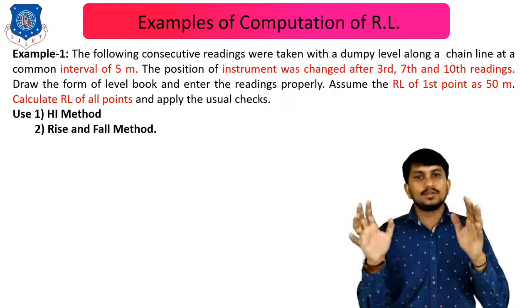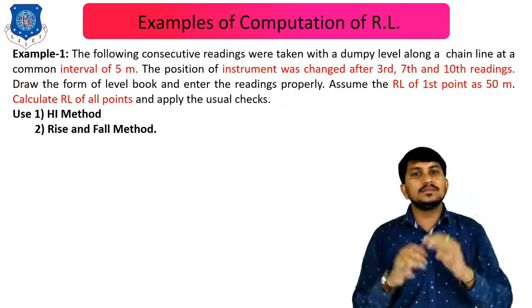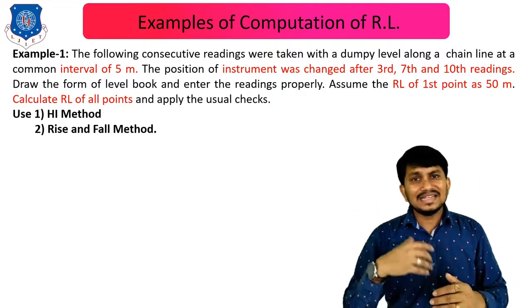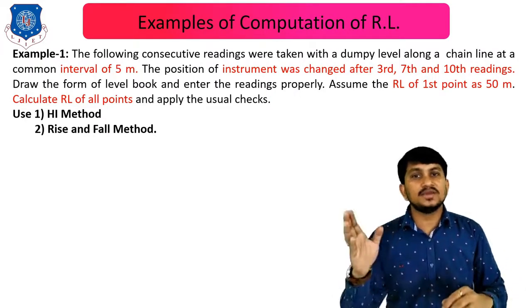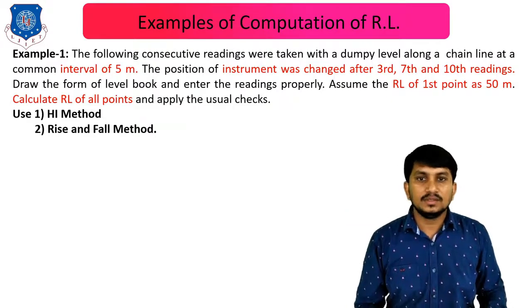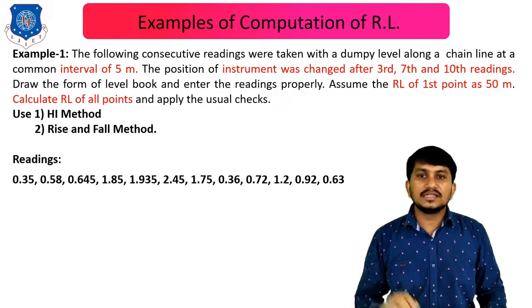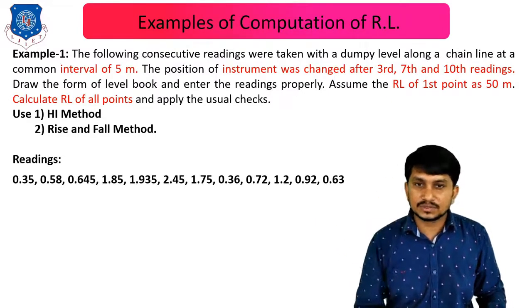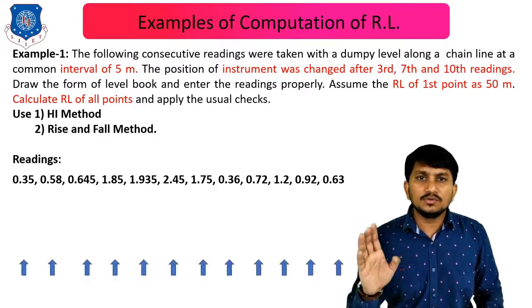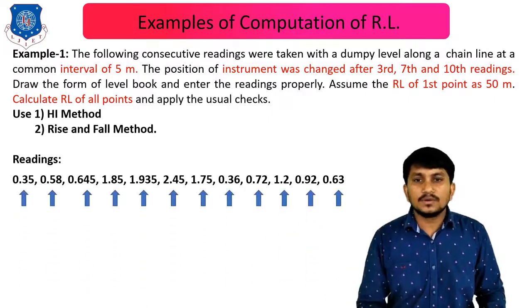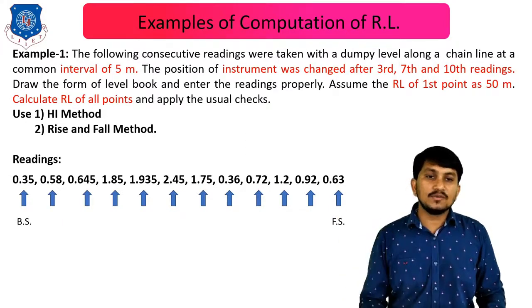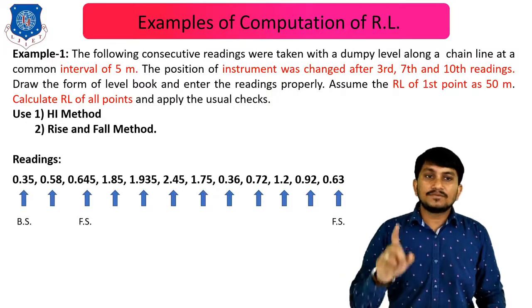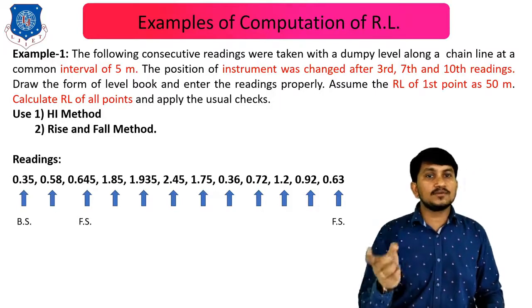Using this example, we can easily understand how to calculate RL of points using the HI method as well as the rise and fall method. These are the readings given in the example. First of all, we have to give names to each reading. The first reading is taken as BS, and the last reading is always FS. After the 3rd, 7th and 10th readings, the instrument was shifted.